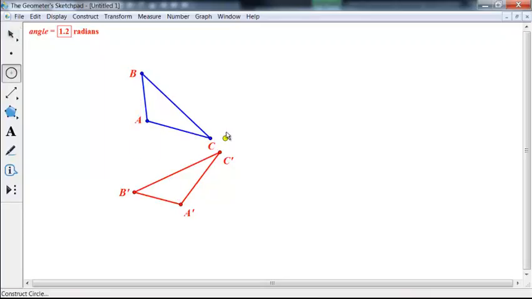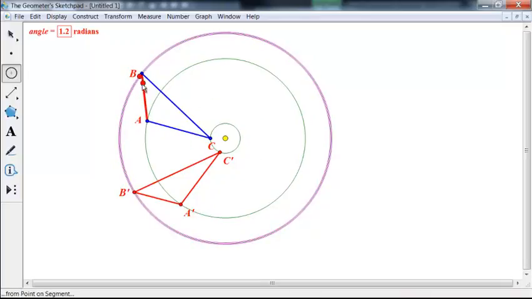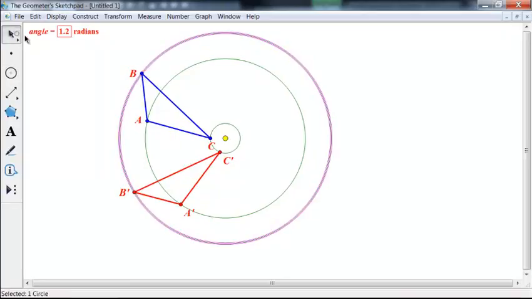Well, look what happens if I draw a circle to C. It also contains C prime, and A goes to A prime, and likewise here, if I drew that in the right place, to B, it's also going to go through B prime. So notice that the distance from center to pre-image is the same as from center to image.